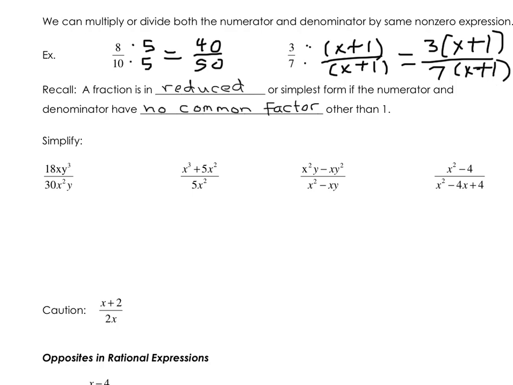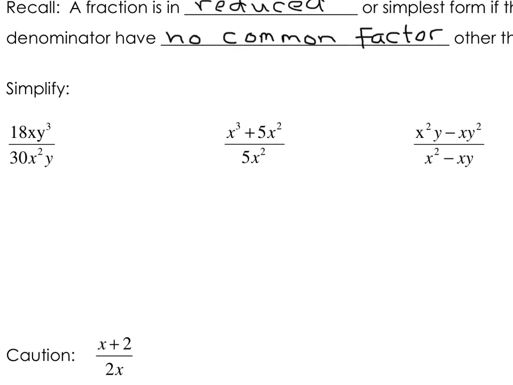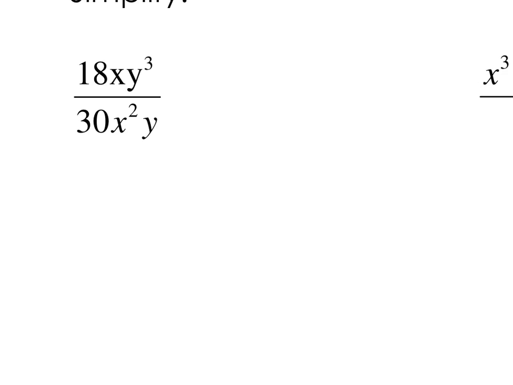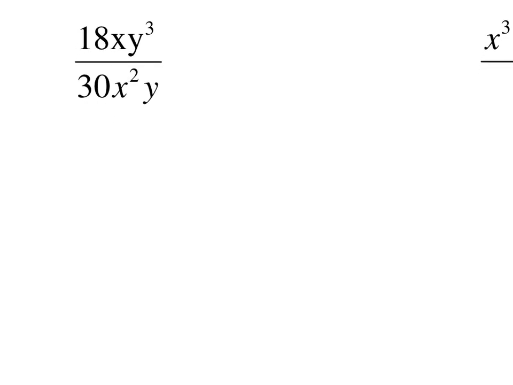Recall that a fraction is in reduced or simplest form if the numerator and denominator have no common factor other than 1. So let's simplify some fractions using the same rules that we use with fractions involving numbers. We're looking for common factors in the numerator and denominator. There are different ways to do this. Let me show you the long way, and then we'll look at the short way.